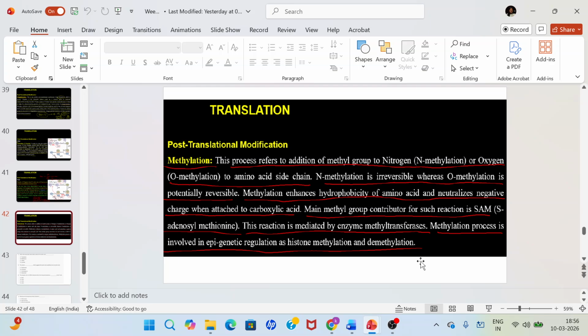The main methyl group contributor for such reactions is S-adenosyl-methionine. This reaction is mediated by the enzyme methyltransferases. The methylation process is involved in epigenetic regulation as histone methylation and demethylation. Okay, this is related to the activation or deactivation of a particular gene from the histones. So there this post-translational modification comes into action and is very useful.